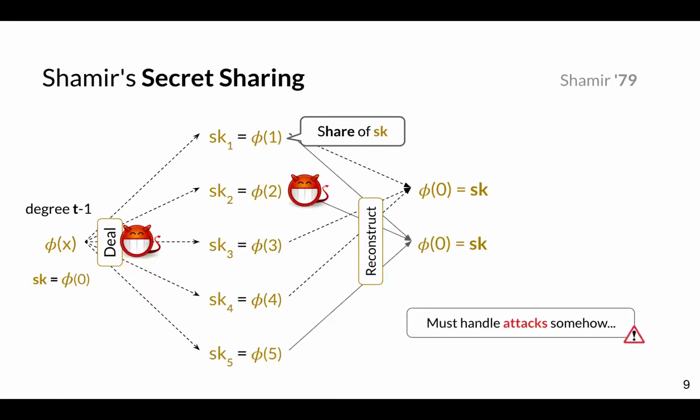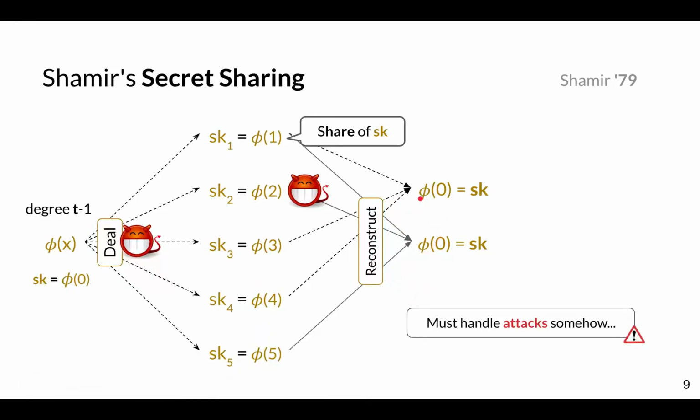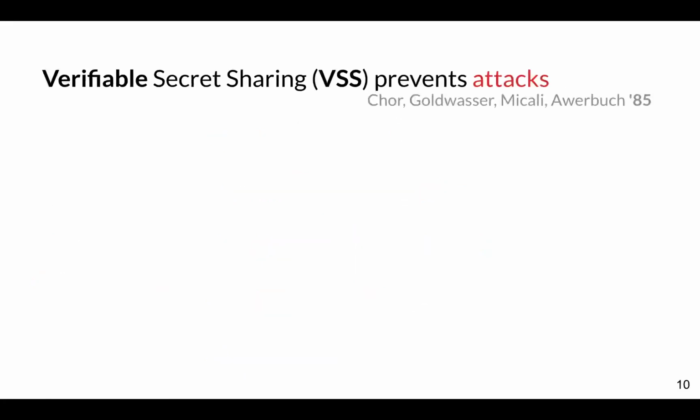However, the assumption here is that the dealer behaves correctly and gives players their correct shares, and also that the players behave correctly and give the reconstructor the correct shares. But that's not always the case, so we have to handle attacks somehow. And a previous line of work on verifiable secret sharing does exactly that.